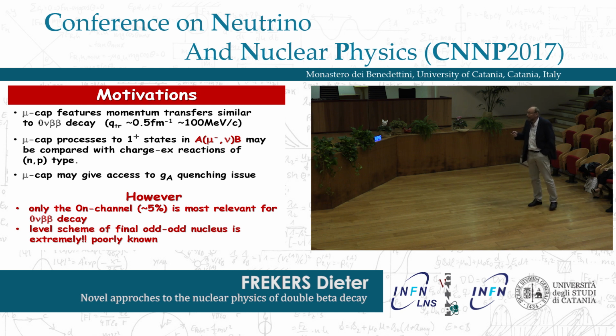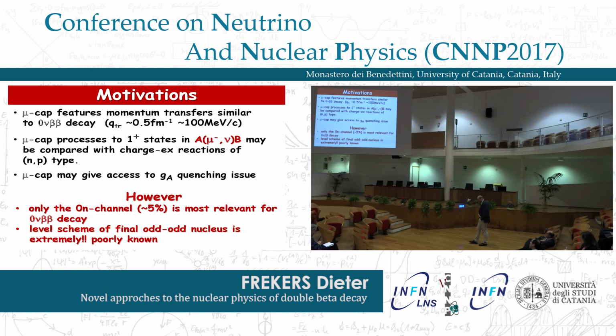processes, or capture processes, to 1+ states can be compared with charge exchange reactions of the NP type. Let's say dihelium-2. One is at high momentum transfer, the other one is at low momentum transfer, if you can do it. Okay? So if you manage to do that, you get access to the Ga. I'll show you how that works.